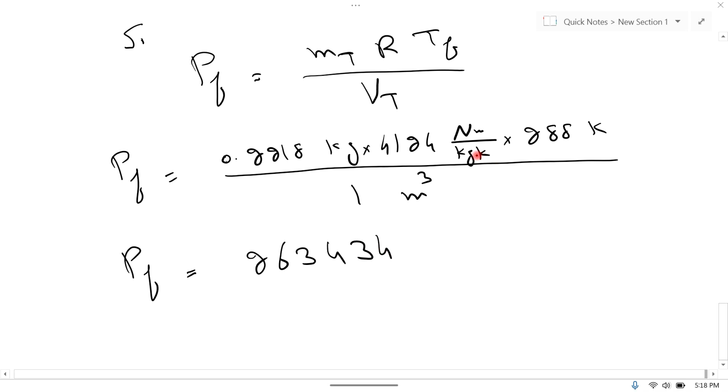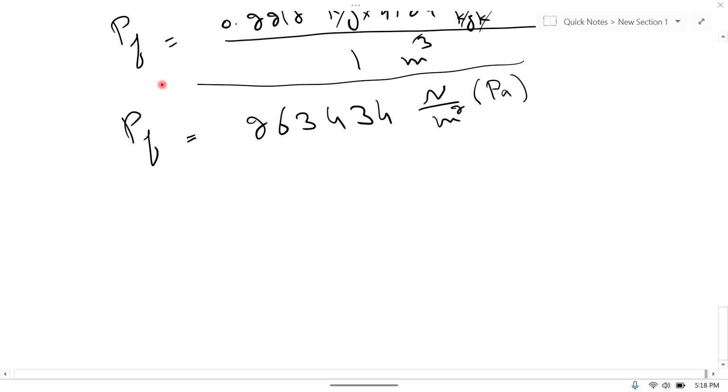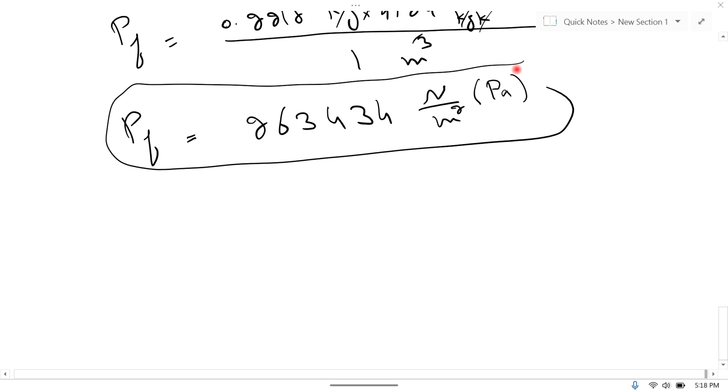And now calculate the unit. So this kilogram will be cancelled with this kilogram. Kelvin will be cancelled with Kelvin. One meter will be cancelled with one meter. This is Newton per square meter. And Newton per square meter is basically equal to Pascal. So this is the answer. If you want to convert into kilopascal, divide by 1000.